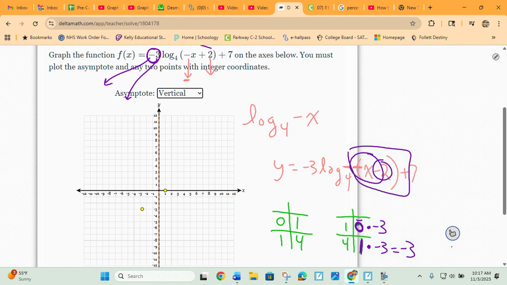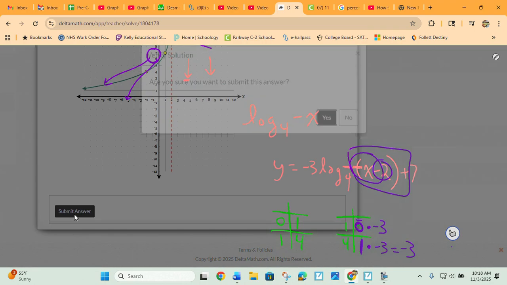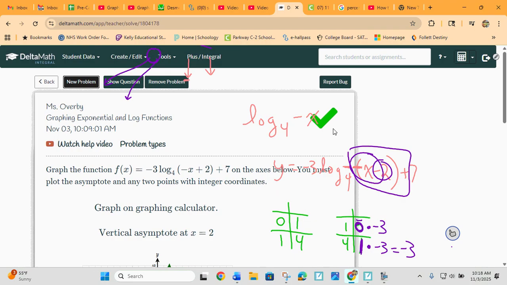Now, when we're shifting left or right with logs, we have to shift our vertical asymptote. All right, so there we go. And then we've got that +7, so we're going to go up 7. And up 7. Okay. So there we go. Let's go ahead and come on over here and click and make sure we get our green check. And yes, we want to submit it, and yay.